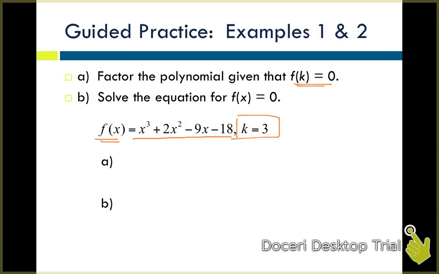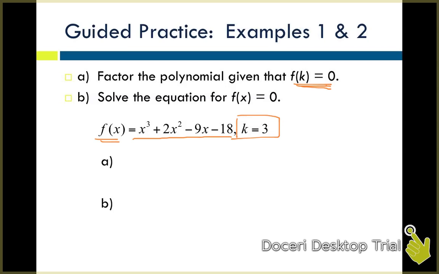And this right here is telling you k should give you a 0 remainder. So if it doesn't, there's something wrong. Check it out. Okay? But this is telling you k should give you a 0 remainder. That means x minus k should be one of your factors, and you should be able to find the other factors from that. And then in part B, once you've established your factors in part A, you can use your factors to set up an equation equal to 0 and come up with solutions.